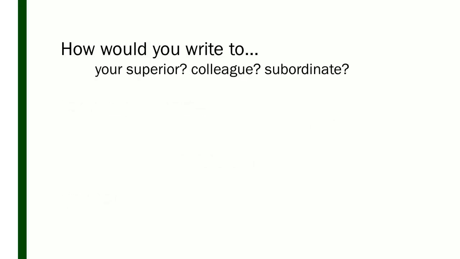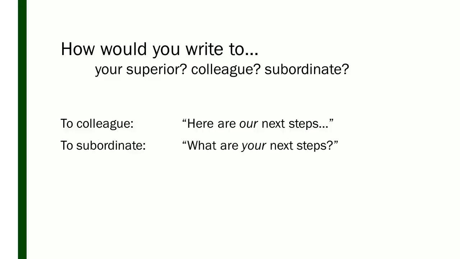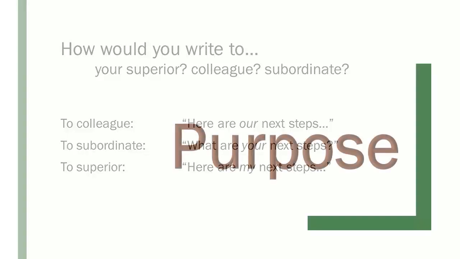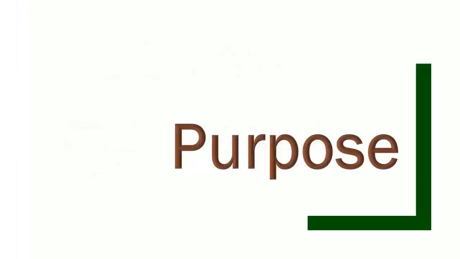Going back to this scenario of how you would write to your superior versus colleague versus subordinate, we might simplify that a little bit and think about if you are writing to a colleague, you might say, here are our next steps. Compared to writing to someone who reports to you, you might say, what are your next steps? And then when you're talking to your superior, you might state, here are my next steps. Do you notice that distinction? It's all about the perspective of who you're writing to. Next, we will discuss purpose.